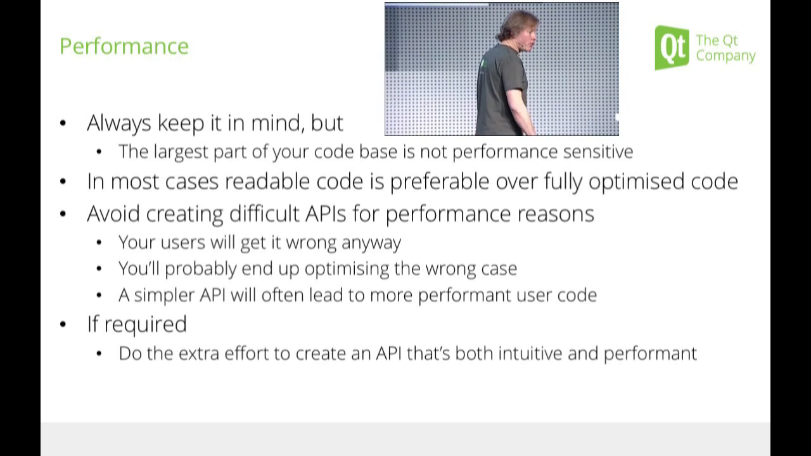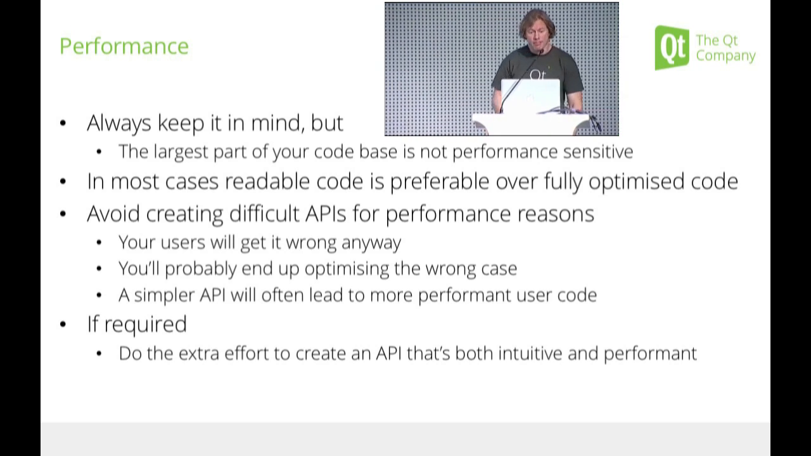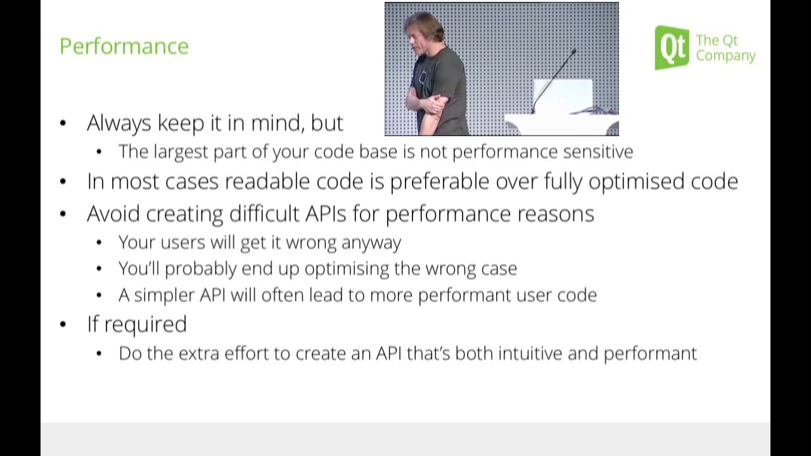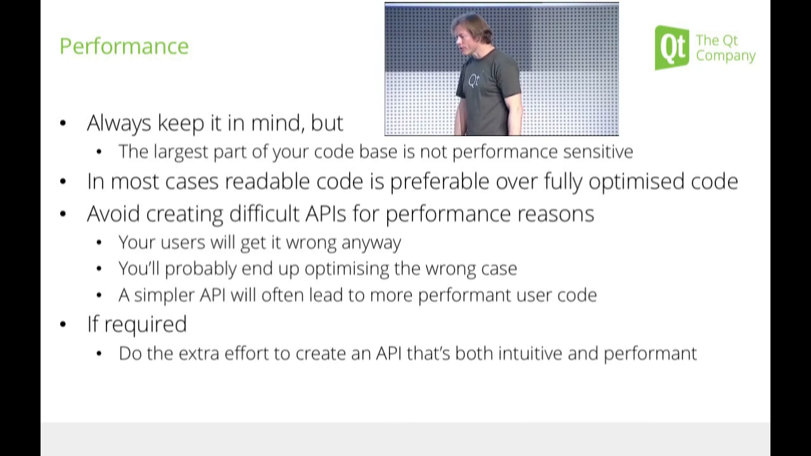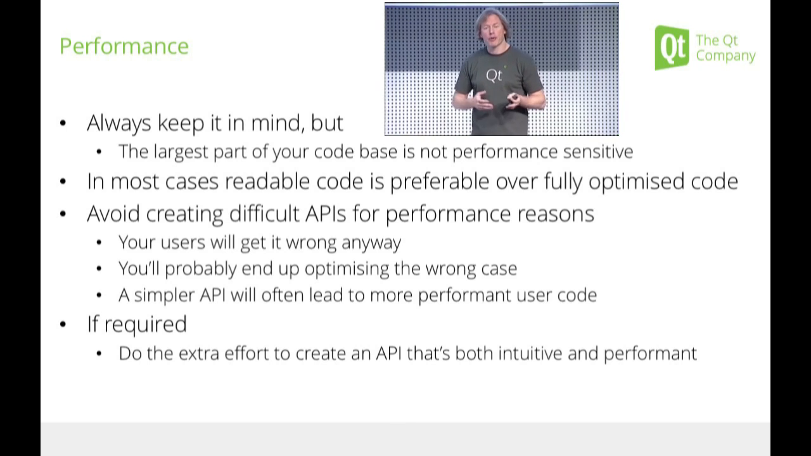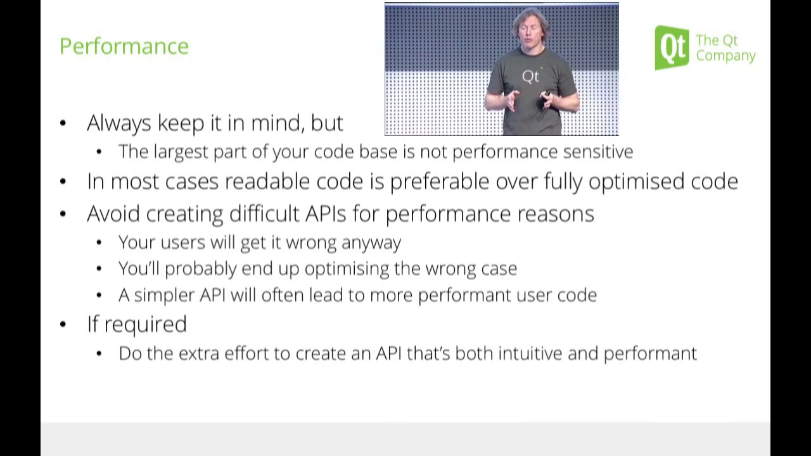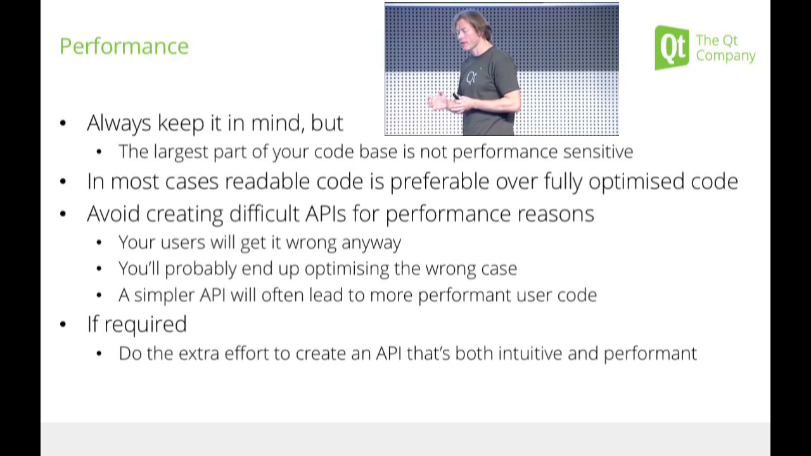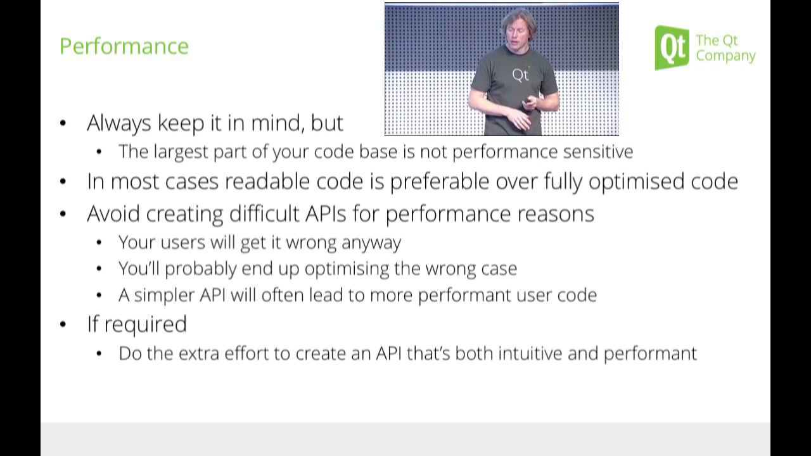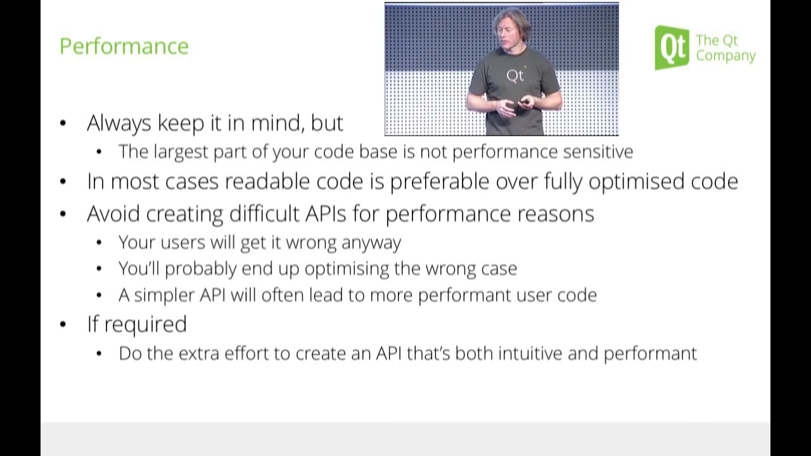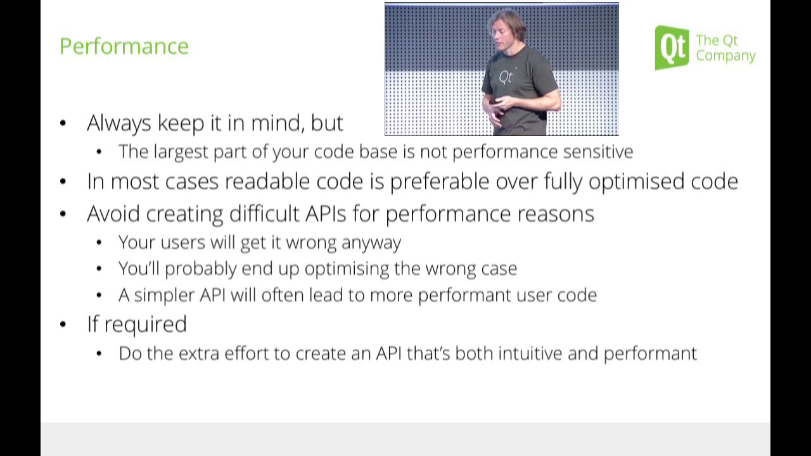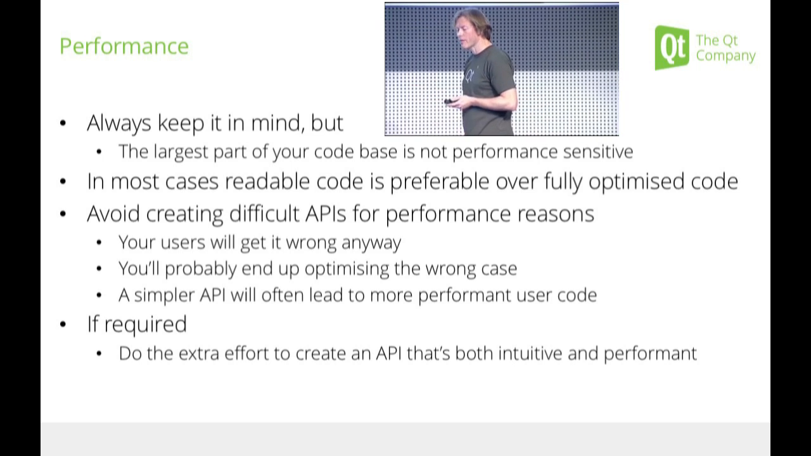Okay, one thing I haven't talked about yet is performance. We had the good keynote by Chandler yesterday morning, where he showed us a little bit about what the compiler does with your code and how it can optimize things. I think when it comes to APIs, you also have to always keep performance in mind, but you should also check how important that is for your use case. The largest part of the code base of an application is not performance sensitive. Usually, you have some inner loops, some places where you spend most of your time.